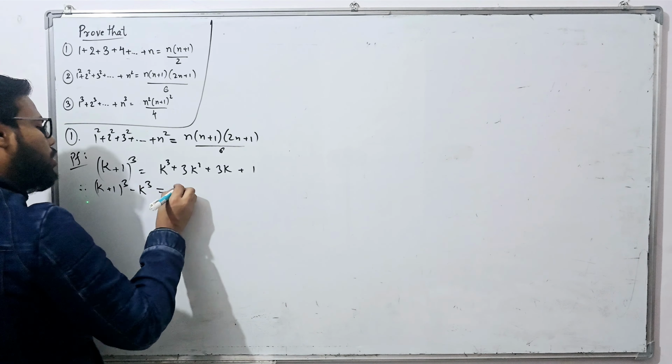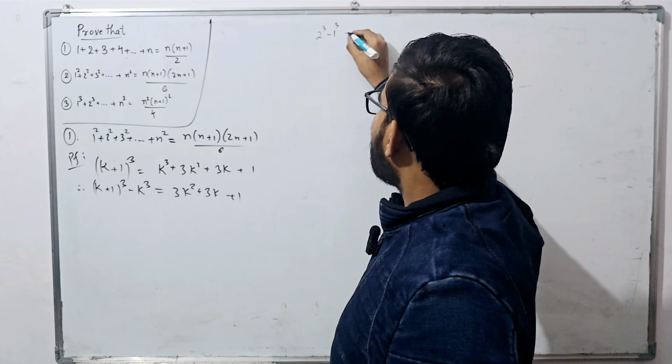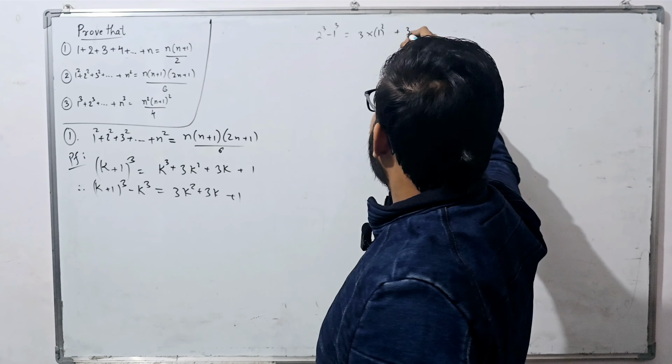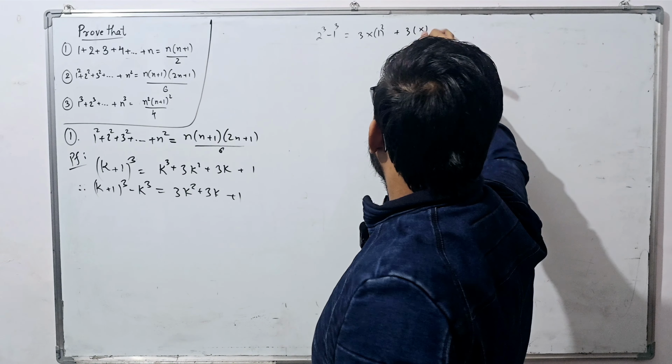Let's see what we'll get. We get 2 cube minus 1 cube is equal to 3 times 1 square plus 3 times 1 plus 1, right? You substitute 2, you get 3 cube minus 2 cube is equal to 3 times 2 square plus 3 times 2 plus 1, right? You get this thing.